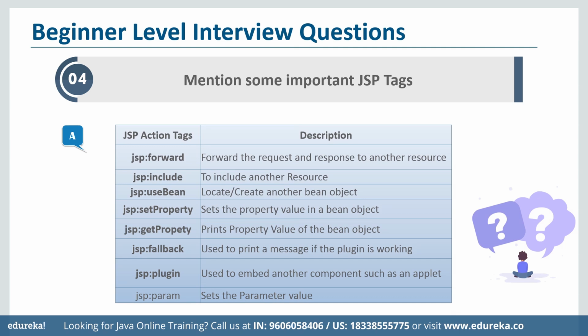And next, JSP set property. JSP set property tag is used to set the property value to a bean object. JSP get property prints the property value of a bean object. Next, JSP fallback. JSP fallback tag is used to print message if the plugin is working or not. Next, we have JSP plugin. This JSP plugin tag is used to embed another component such as an applet. And last important action tag is JSP param. This JSP param tag is used to set the parameter value.